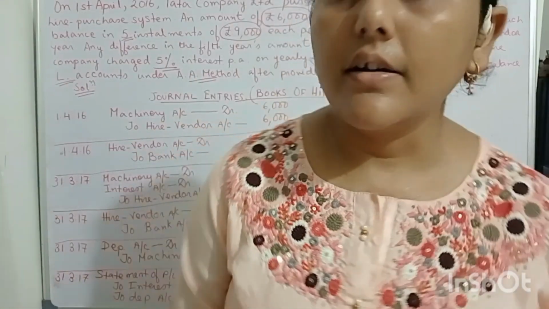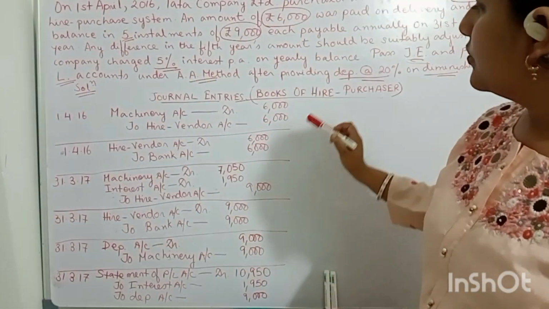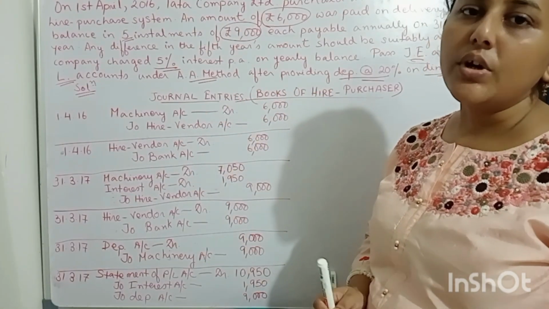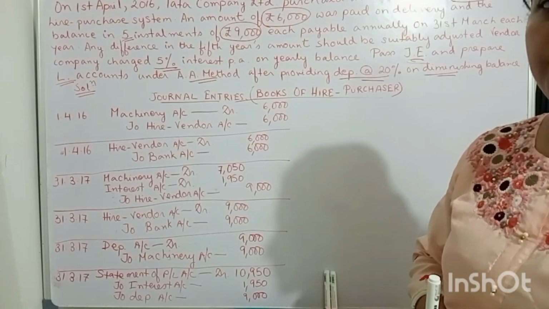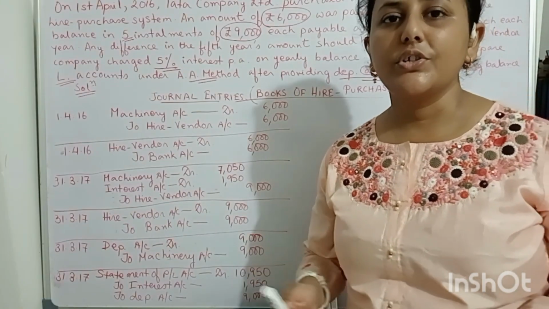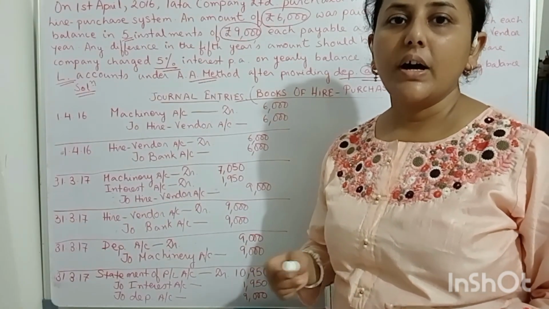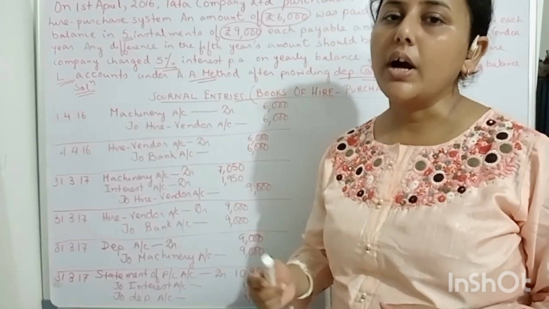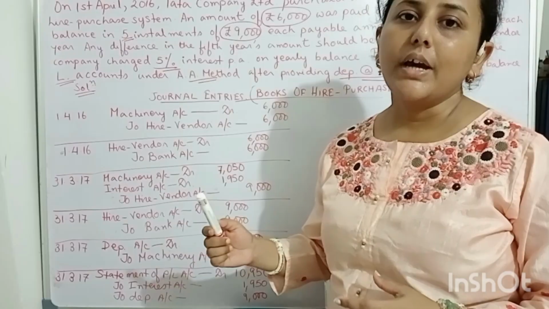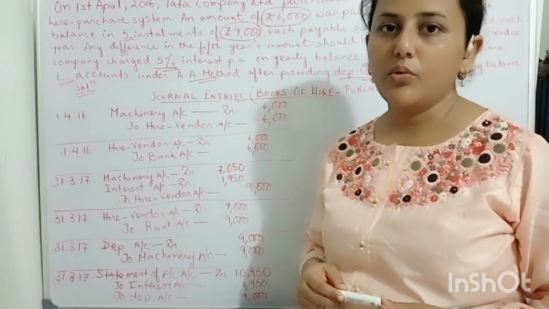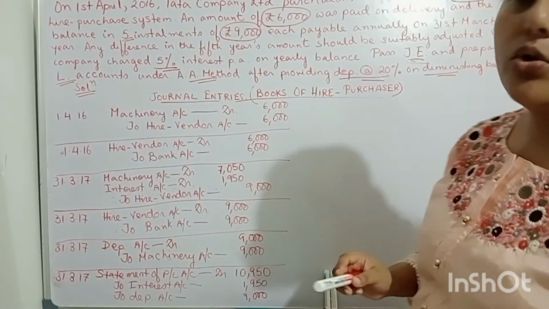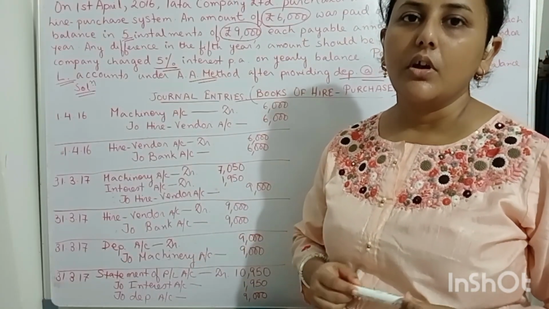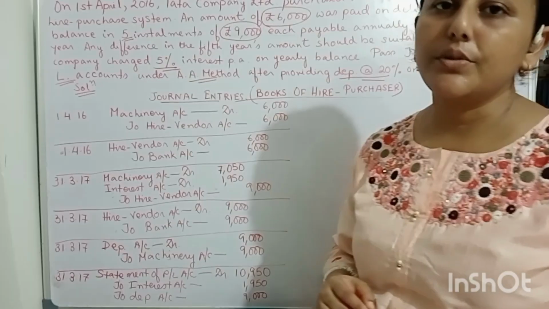Now you see, under the asset accrual method, in the books of the hire purchaser, what are the journal entries? Under the full cash price method, for the purchase of an asset, we pass a journal entry, yes or no? Machinery account is debited to hire vendor account with the amount of cash price. But here no entry is passed when the asset is purchased.